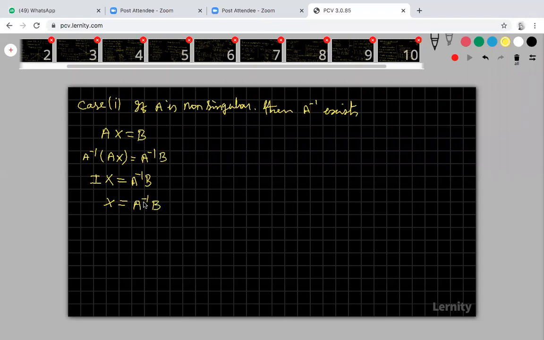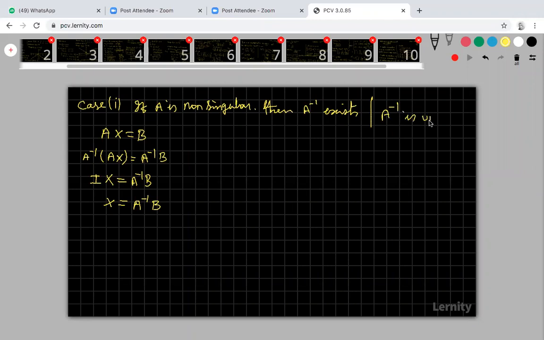Your A inverse exists. Look at that. This matrix equation provides a unique solution for the given system of equations, as the inverse of the matrix is unique. Since A is non-singular, the inverse of A exists. If A inverse exists, it must be unique.